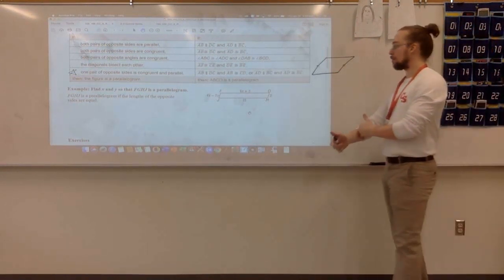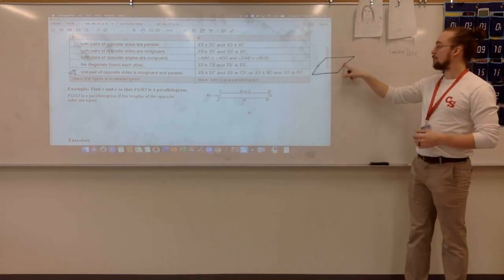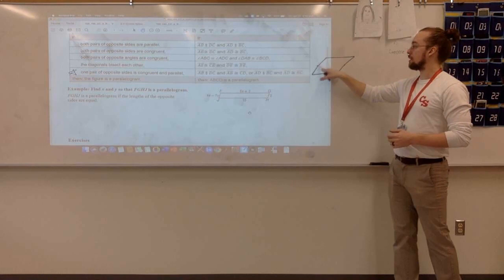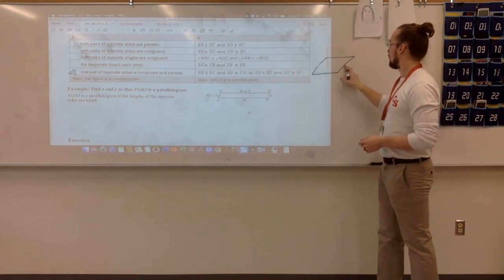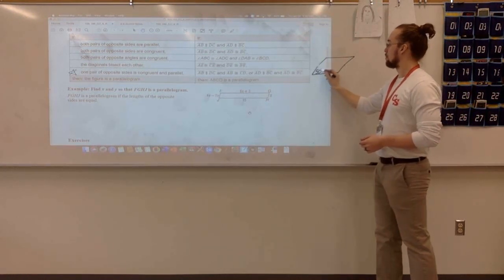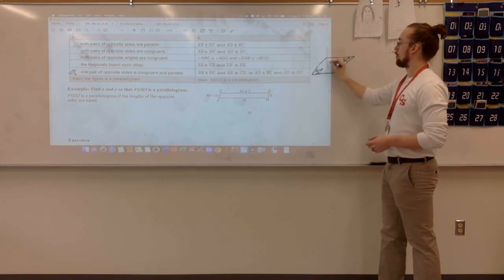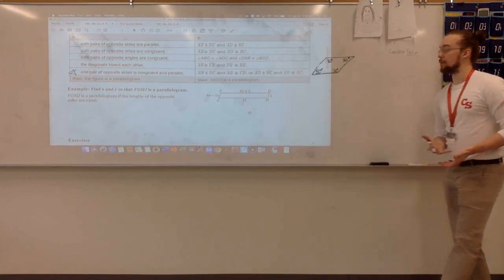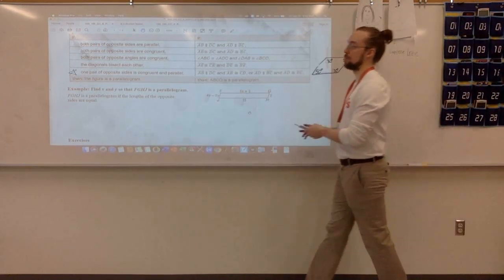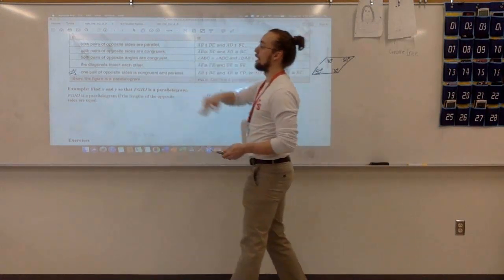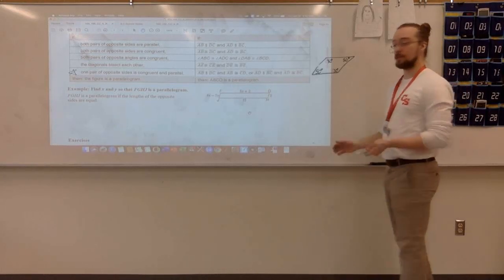On the homework, the first couple of questions are just questions like this: if I give you this figure, is this enough information? What about something like this? Let's say these two angles are 50, these two angles are 130. Is that enough information to say that this is a parallelogram? Yes, we know that opposite angles are congruent. So something like this would be enough information.